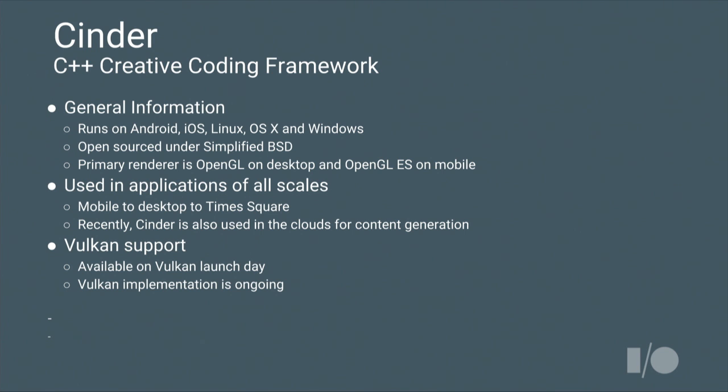Currently, the primary renderer is OpenGL on the desktop and OpenGL ES on mobile, and that's what it is now. Will it change in the future? Probably as Vulkan becomes more popular, with the exception of iOS and OS X, of course. And Cinder gets used in applications of all scales, anything from mobile to desktop to very large-scale installations that you might see in Times Square. Recently, Cinder has also been used in the clouds to generate content.